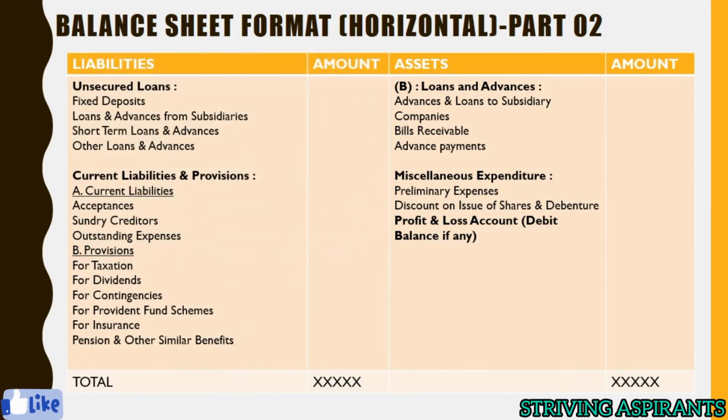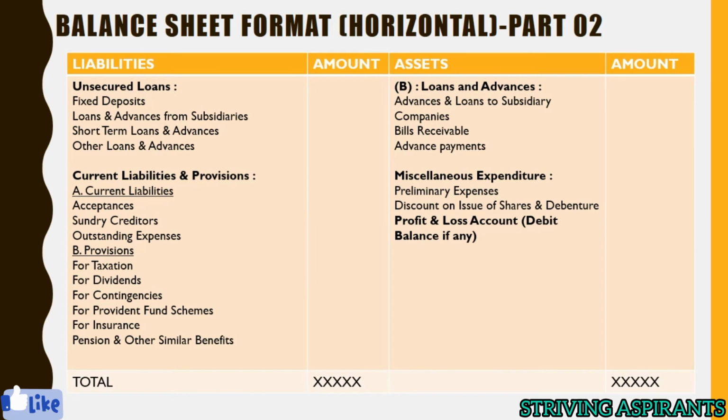Now we will check the second slide. This is the continuation of horizontal balance sheet. The liability side we can see next head is unsecured loans, under which we will add fixed deposits, loans and advance from subsidiaries, short-term loans and advance, other loans and advances.